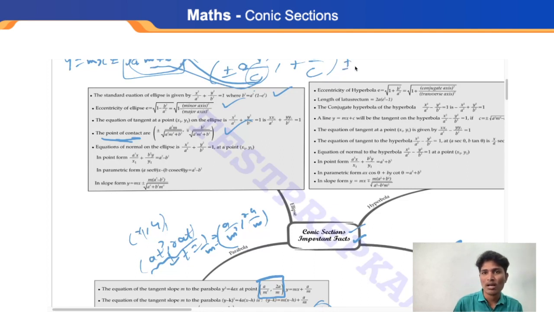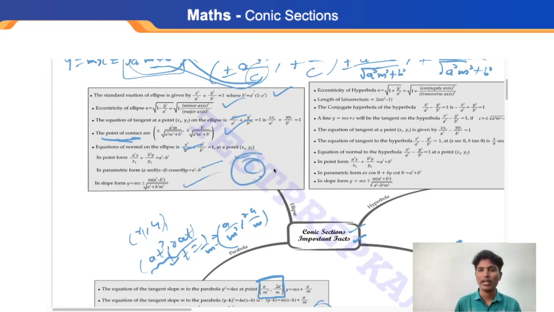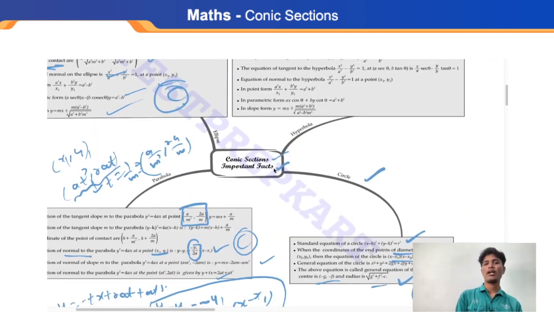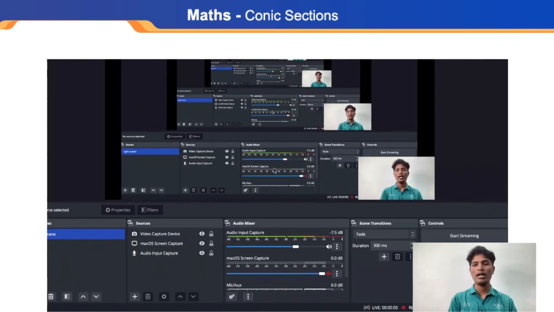That is plus or minus a square m by root of a square m square plus b square, comma, minus or plus b square by root of a square m square plus b square. So this is the point of contact, and the equation of normals I already explained. These are the normal equations. So this block is also completed. I think we have completed the circle, parabola and ellipse.